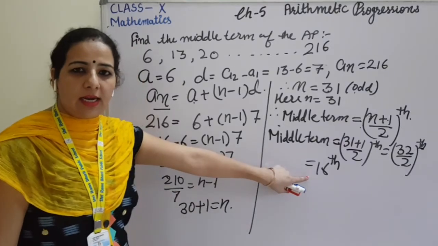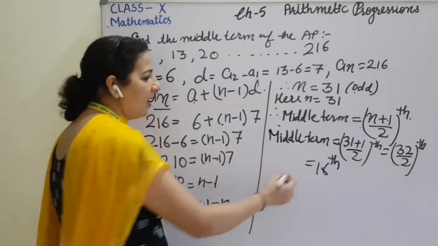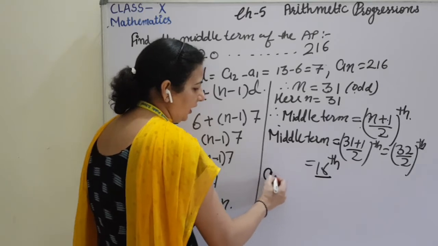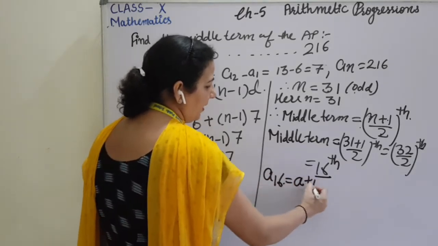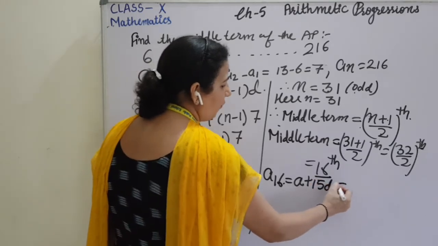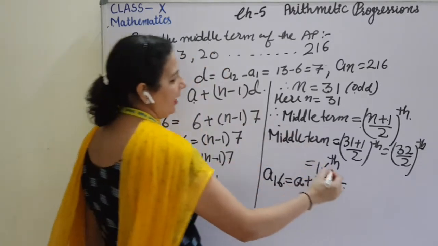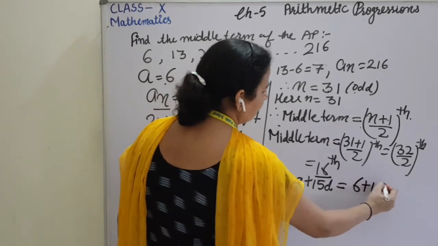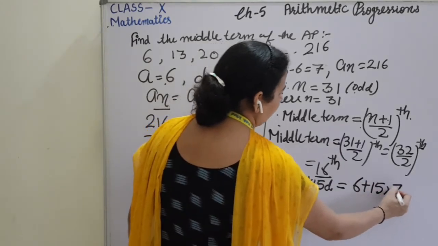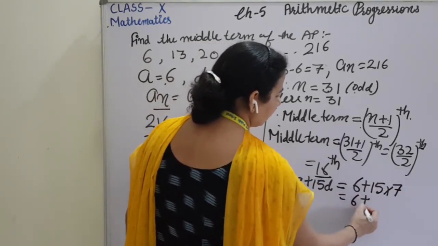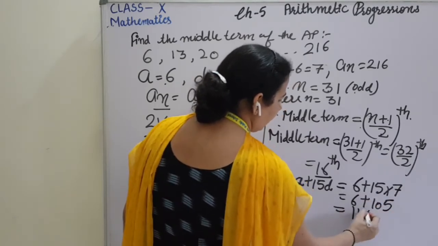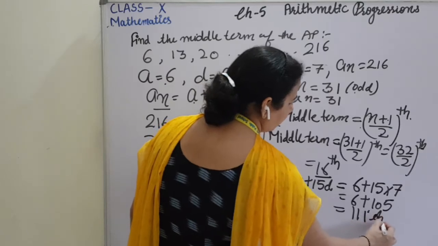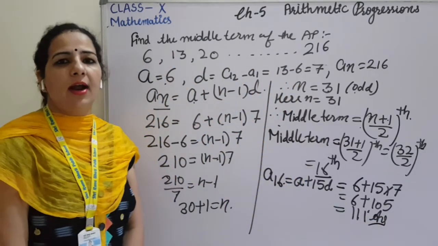Don't leave your answer here. You have to calculate the 16th term. What is the meaning of the A16 term? A16 can be calculated by A plus 15D. Now what is the value of A? A is 6, plus 15 into 7. This will be 6 plus 105. Now the middle term will be 111. So your answer will be 111.